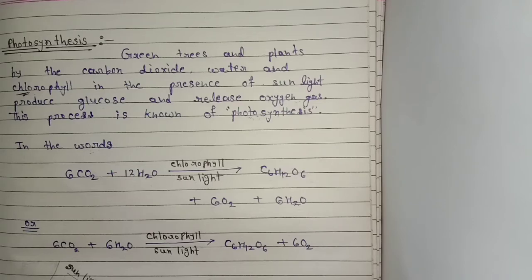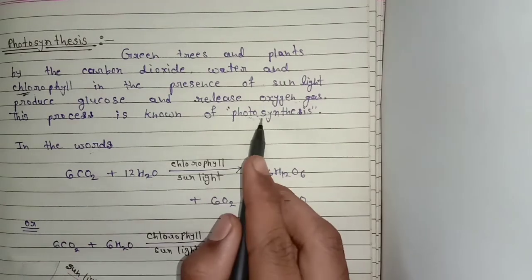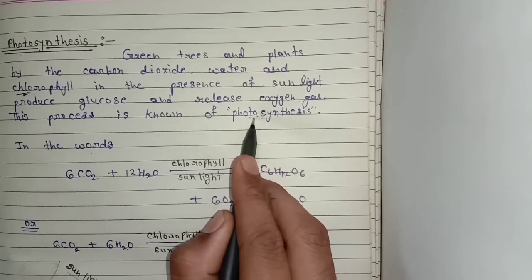This process is known as photosynthesis. So I hope you are understanding the perspective of photosynthesis, that is, what photosynthesis is. Green trees and plants use carbon dioxide, water and chlorophyll in the presence of sunlight to produce glucose and release oxygen gas. This process is known as photosynthesis.